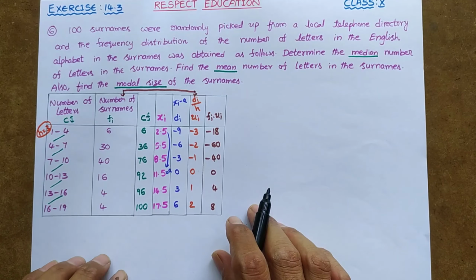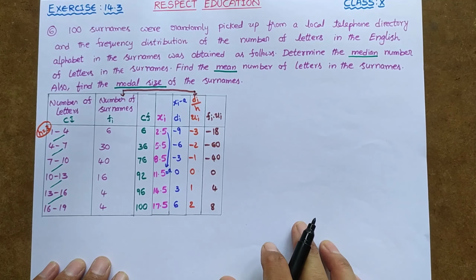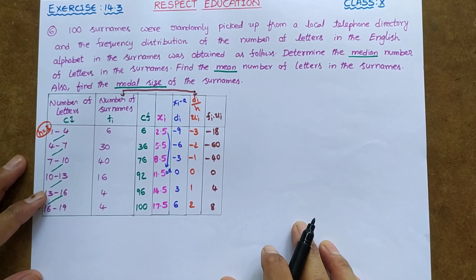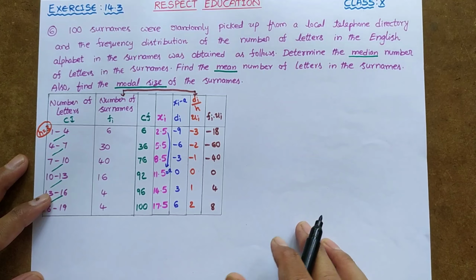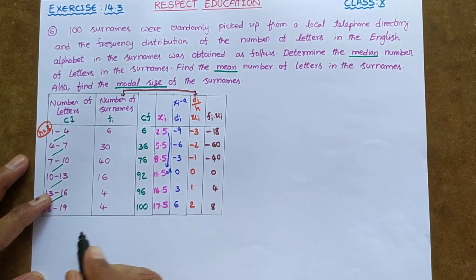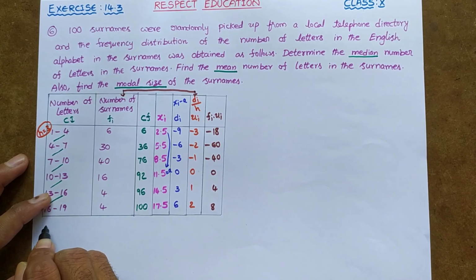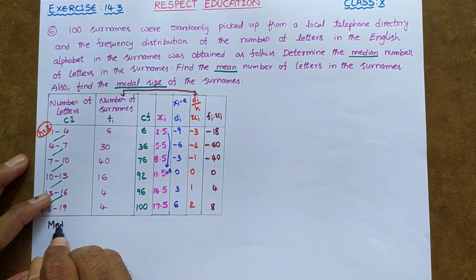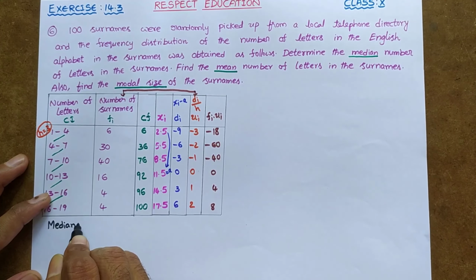With this table work gets completed. Now let us find the values what are asked in the question. First one is median is asked. So here I am finding median.